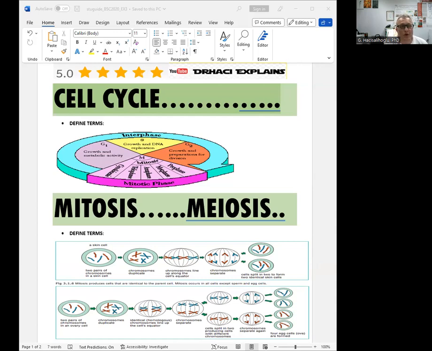Two chapters in this module: cell cycle, mitosis is the first chapter, and then meiosis is the second chapter. So let's get started. Okay, so this is a pretty short module. Again, it's all about cell cycle, and cell cycle includes mitosis and meiosis, and also interphase. So we are going to talk about that today.